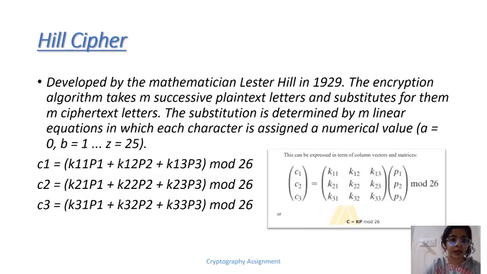Now when we come to the Hill cipher, developed by the mathematician Lester Hill in 1929, the encryption algorithm takes successive plaintext letters and substitutes for them ciphertext letters. The substitution is determined by linear equations in which each character is assigned a numerical value. A equals 0, B equals 1, Z equals 25. C1 equals K11 P1 plus K12 P2 plus K13 P3 mod 26, and C2, C3 likewise. This is where the example goes.